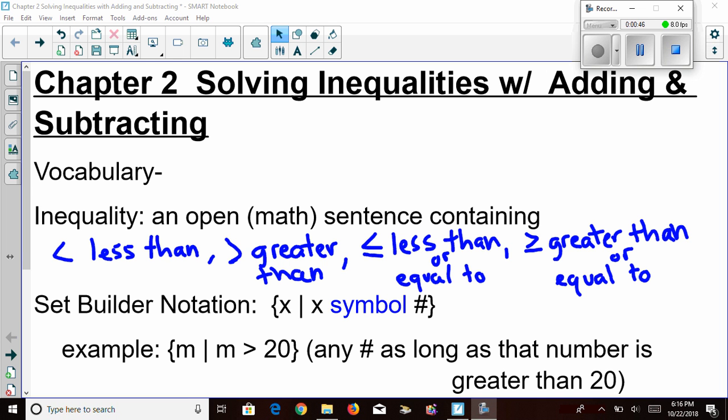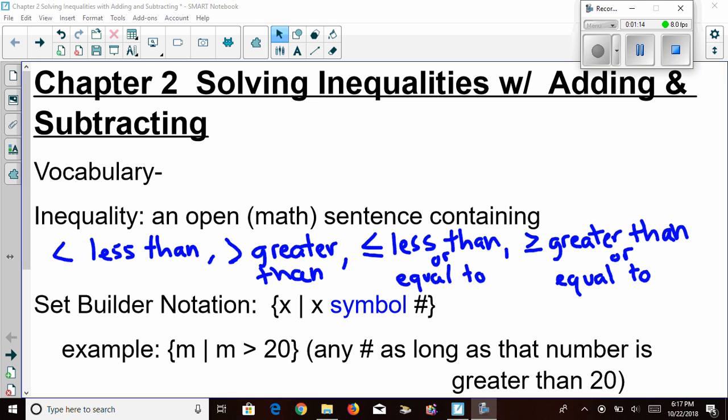One piece that we're going to need is set builder notation. This is something we use in place of trying to say that these are all the possible numbers that could be our answer. But for an inequality, our answers aren't just one number. They are actually an infinite set of numbers that start at whatever our answer is. And the set builder notation allows us to say that.